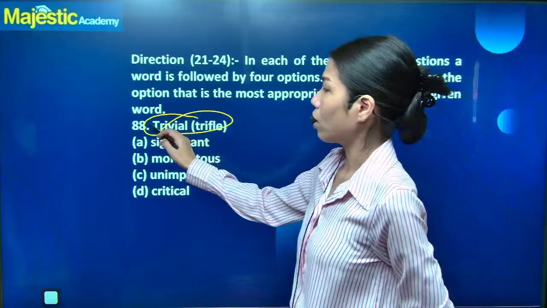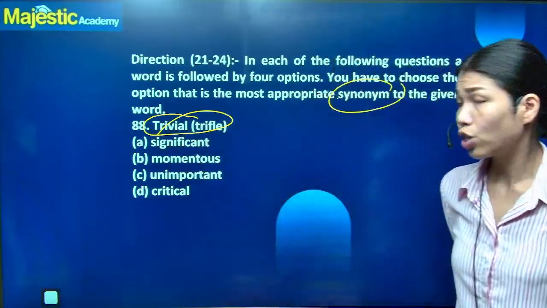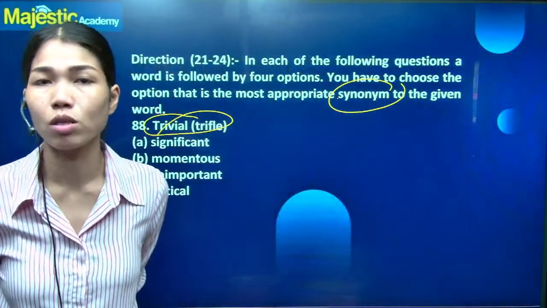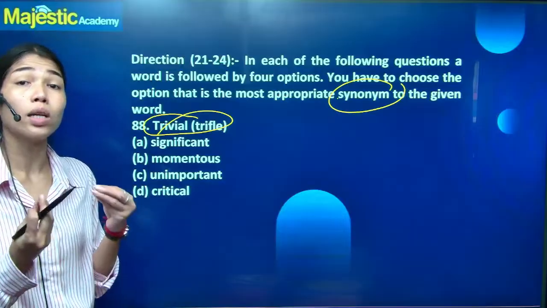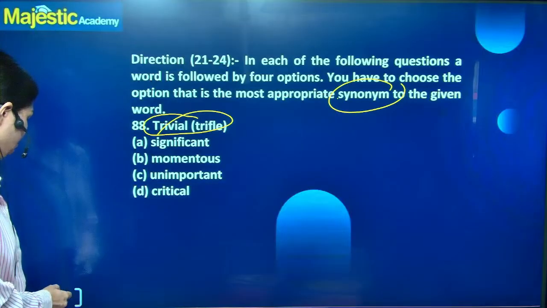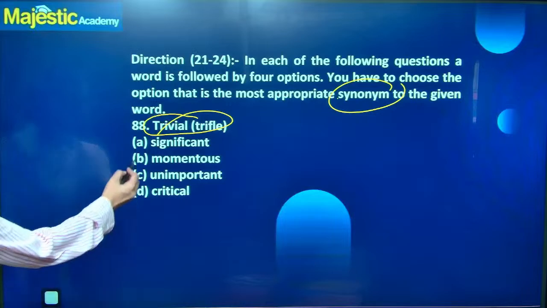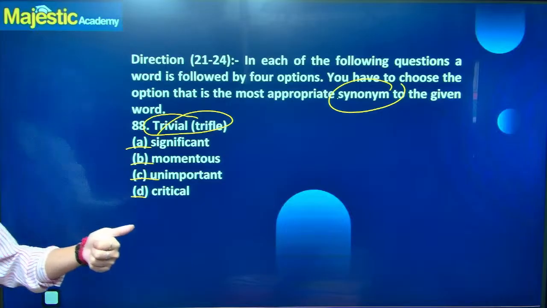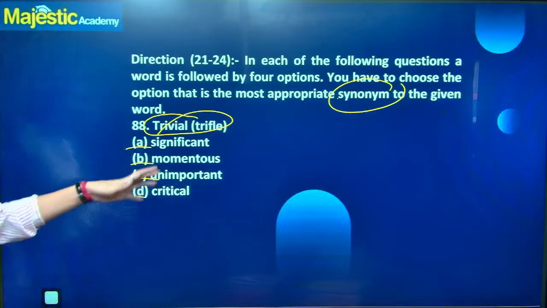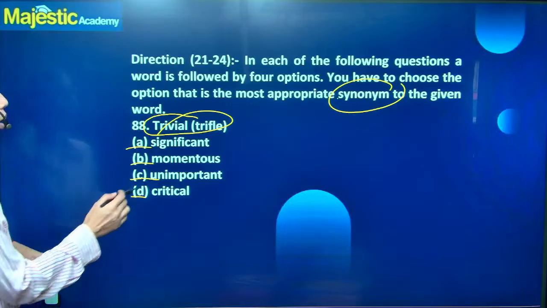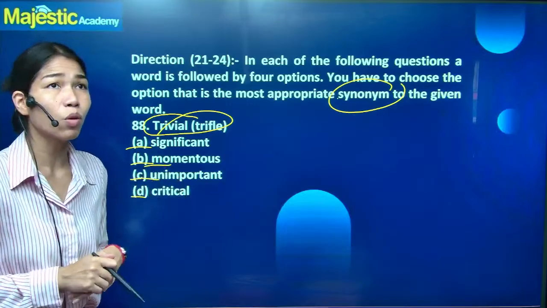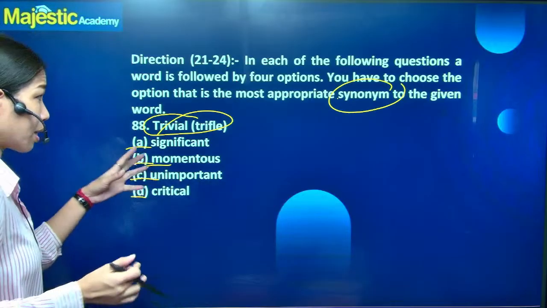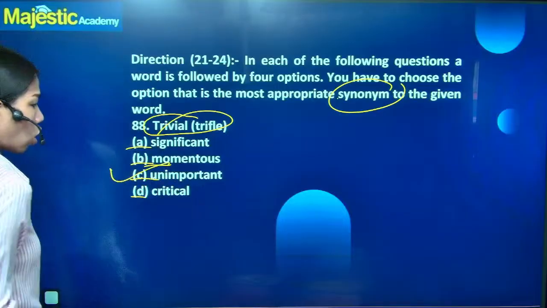The word given is trivial. Trivial means trifle, and if you don't understand trifle either, that means something which is very less significant or less important. And we have the options significant, momentous, unimportant, or critical. Significant means something which is important. Momentous means something which is momentary in nature. Next one, unimportant, means the same thing which we were searching for. So the option would be option number C. Critical means we all know.